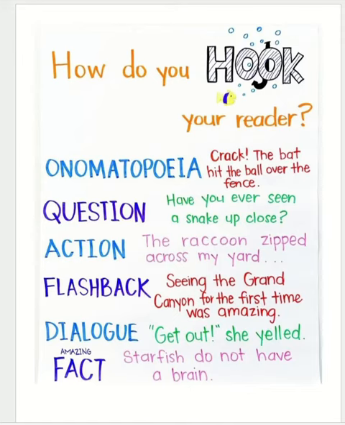One last way to hook your reader if you are teaching using informative writing is to start with an amazing fact, such as starfish do not have a brain. These are all great ways to hook your readers when you are writing a story or a type of writing.